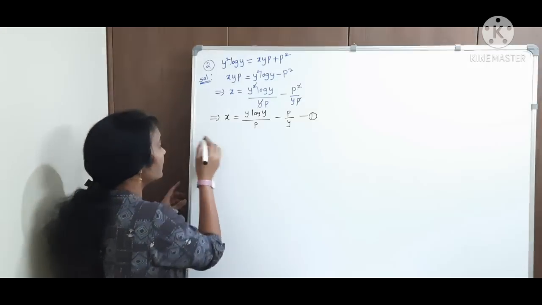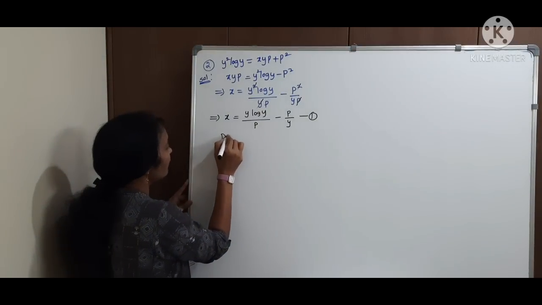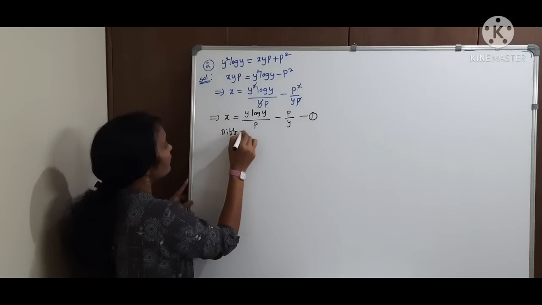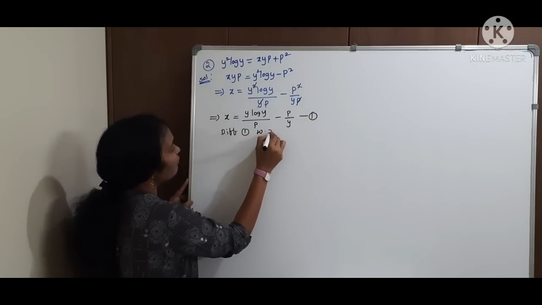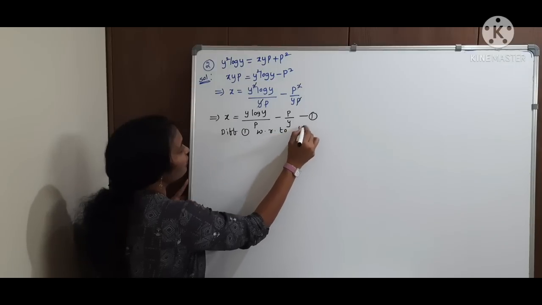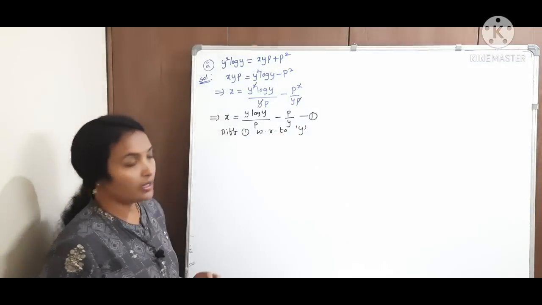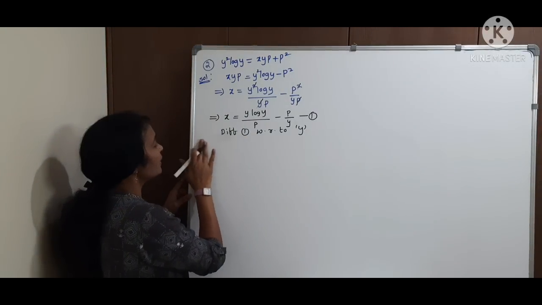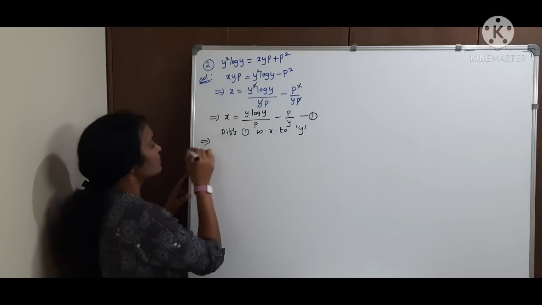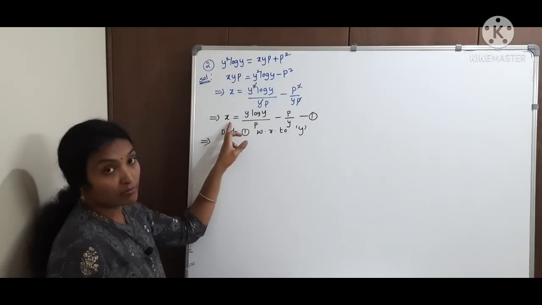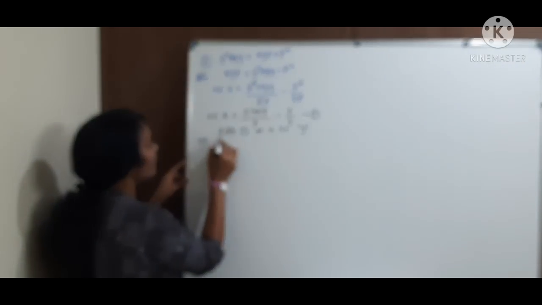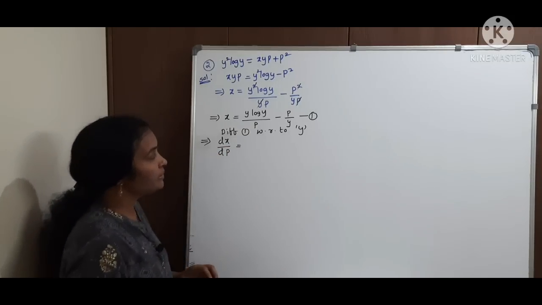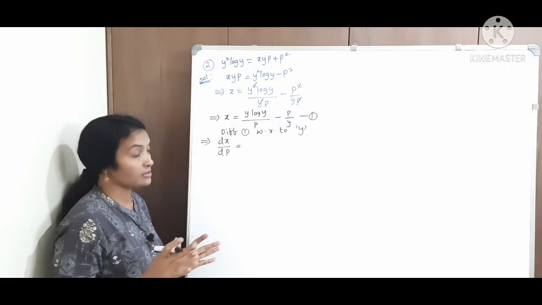Then after that, in solving for x, what we have to do? Differentiate 1 with respect to y. Okay, listen carefully, don't skip the video. Now I am differentiating with respect to y. Then what happens? This will become dx by dp. Look, I am solving with y.